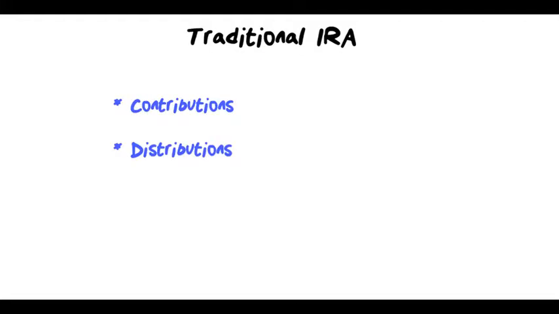We should know a little bit about the contribution area and the distributions of traditional IRA. So the conditions and also the limitations on both contributions and distribution. It varies from person to person based on their age and also based on their income limitations. We'll start with contributions.